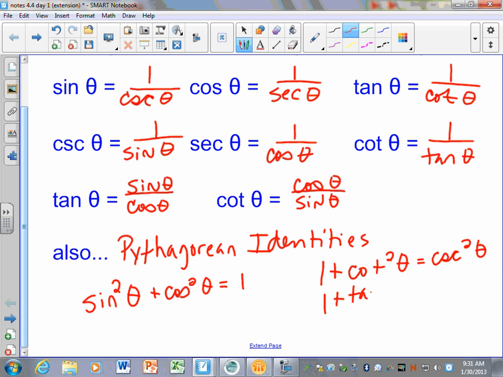One plus tangent squared theta equals secant squared theta. That's the other one.